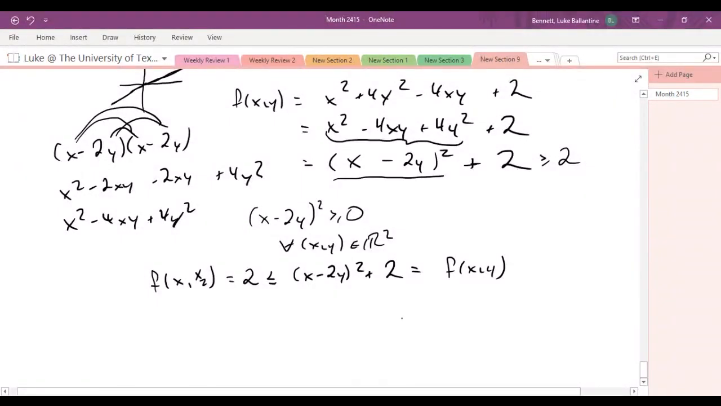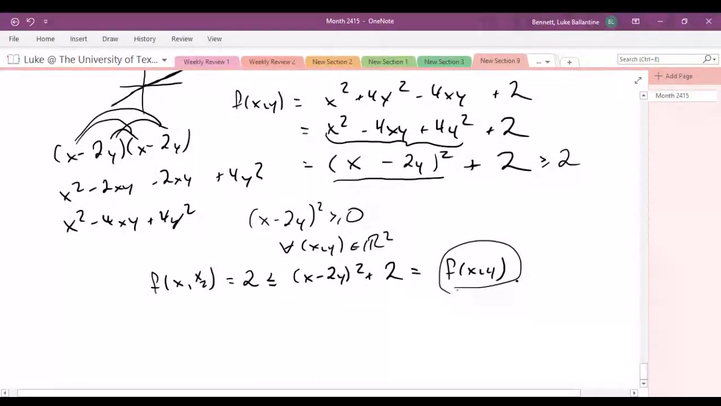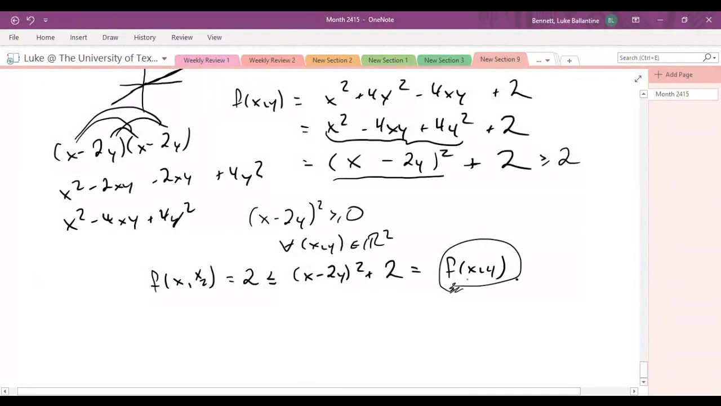Going back to the definition of local extrema, and since it's for all of R², for all (x,y), it would be absolute.